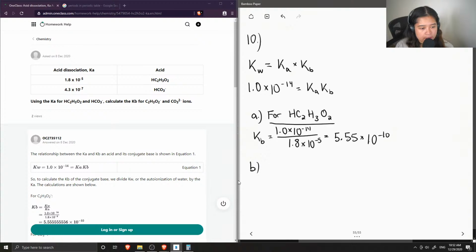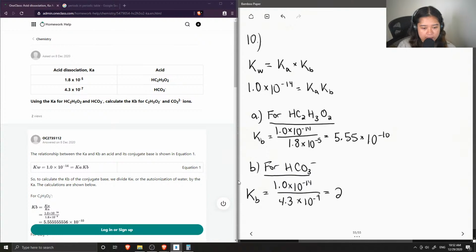Okay, so let's do the same thing for the second acid. Its Kb value is equal to Kw divided by Ka, which is 4.3 times 10 to the negative 7. And you should end up with 2.33 times 10 to the negative 8.